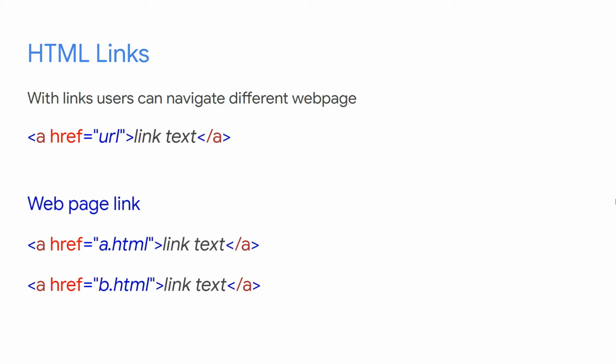So we have a tag which is called the anchor tag. Inside it we have the attribute href. Inside that attribute href, we can pass a URL or we can link a page. Let's suppose I have a.html. When I click on this button or link, I will shift to another web document.